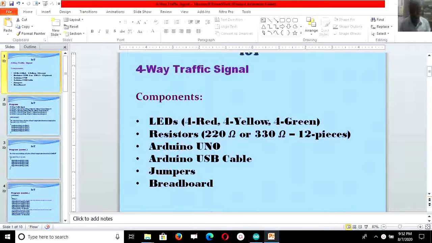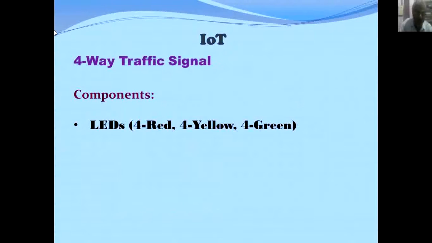Hello guys, in this video I am going to control a 4-way traffic signal. For this, the following components are required. LEDs: 4 red LEDs, 4 yellow LEDs and 4 green LEDs.